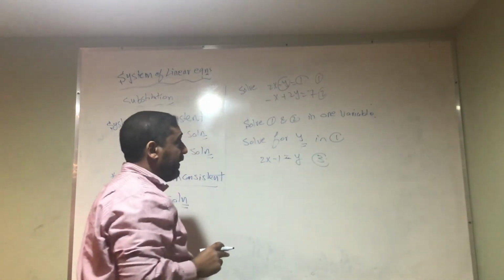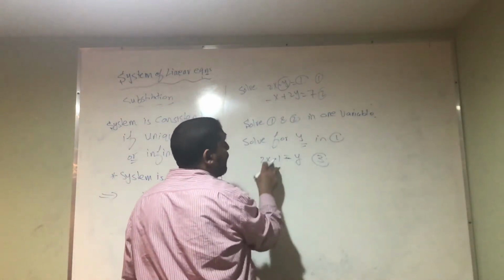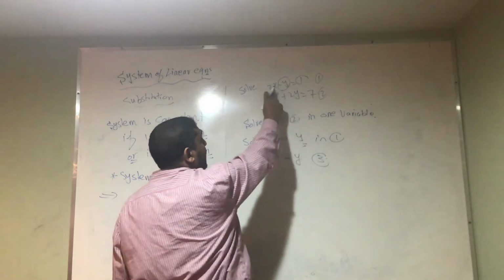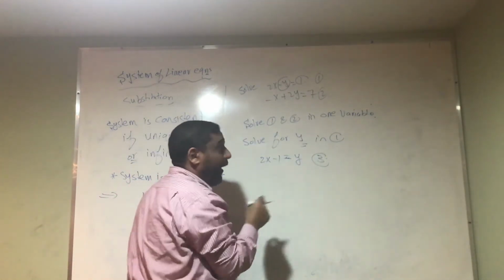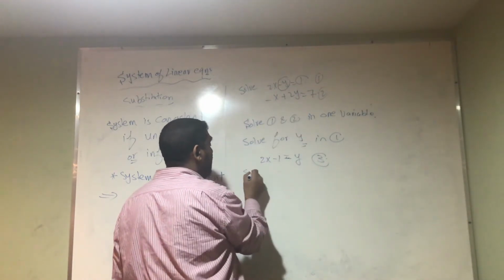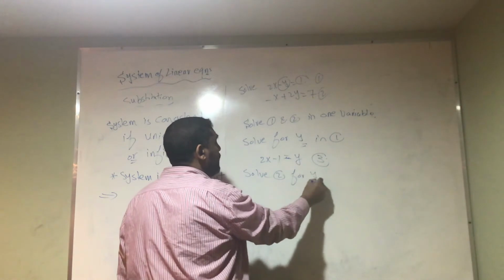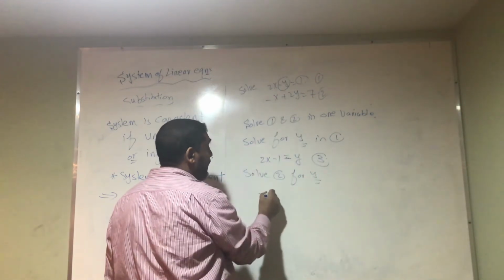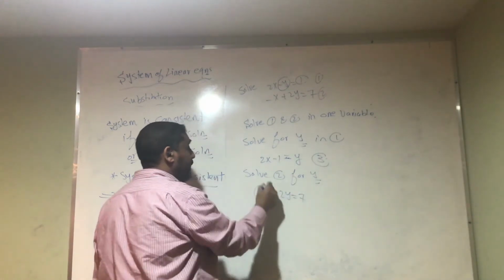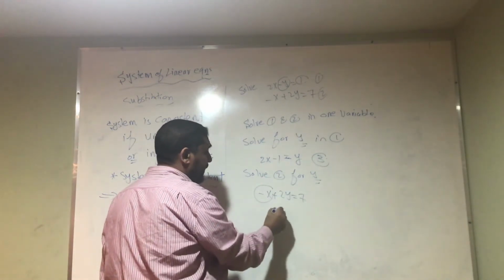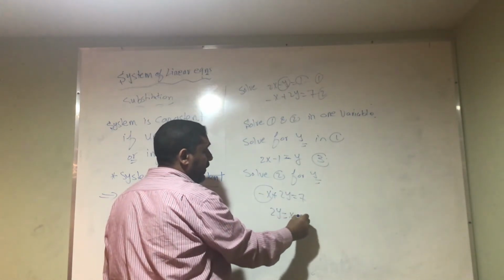What I told you here is you must solve 1 and 2 in one variable, the same variable. If I decide to solve equation 1 for y, I have to go ahead and solve equation 2 for y. So you have negative x plus 2y equals 7. I'm going to take negative x to the other side. So you have 2y equals x, plus 7.